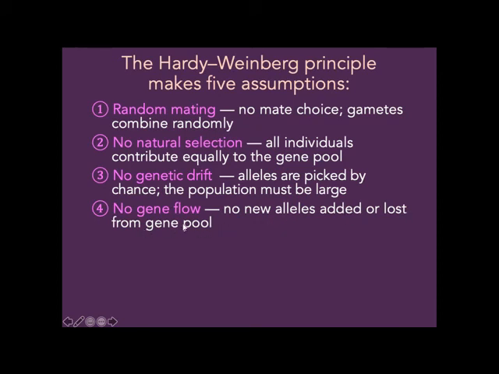All right, the fourth one is no gene flow, so you can't have new alleles added or lost from the gene pool. So if you had a nearby population and big A individuals were coming in all the time, over time you would end up with more big A's, right? So we can't have that.